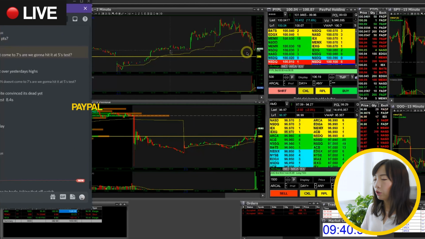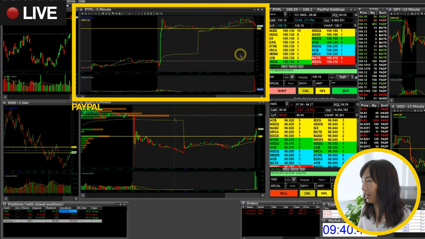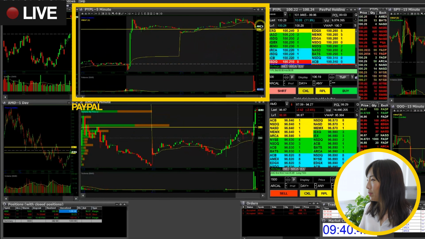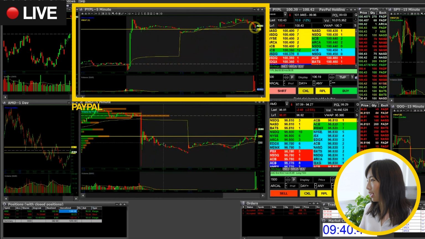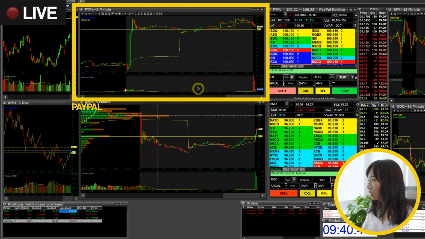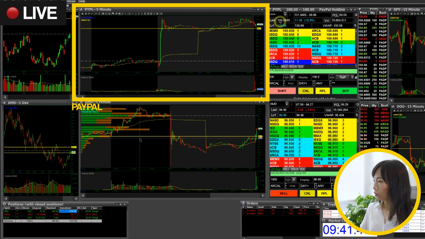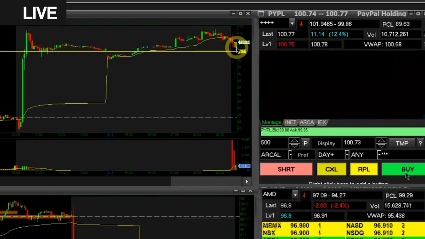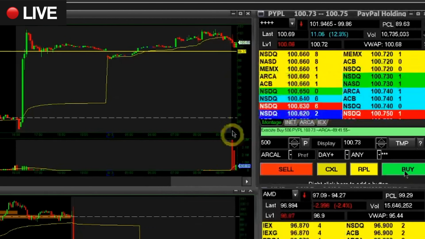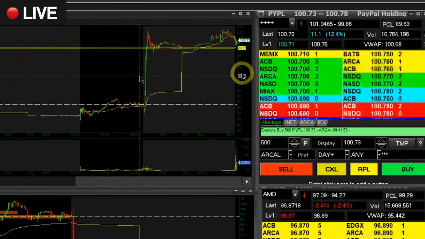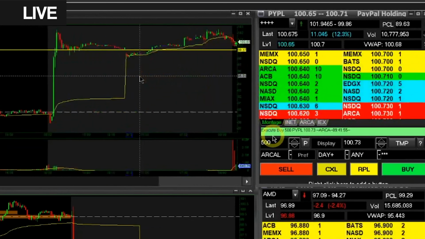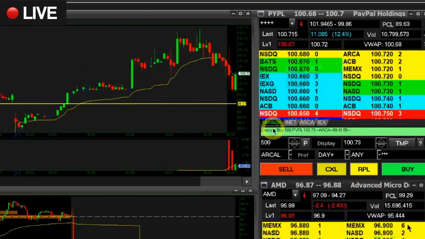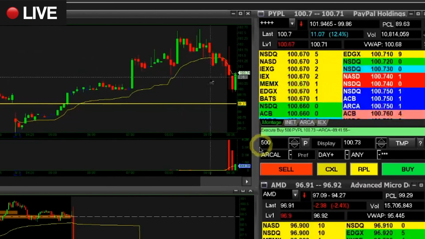I'm looking at switching between the 2-minute and the 5-minute now on PayPal. This is the 5-minute. We finally have the first green candle holding the $100 mark. So I'm looking to get long. If you zoom in here, you can see that this is the first green candle on the 5-minute. That's really bullish. So I got a starter of 500 shares at an average of about 173 on PayPal.